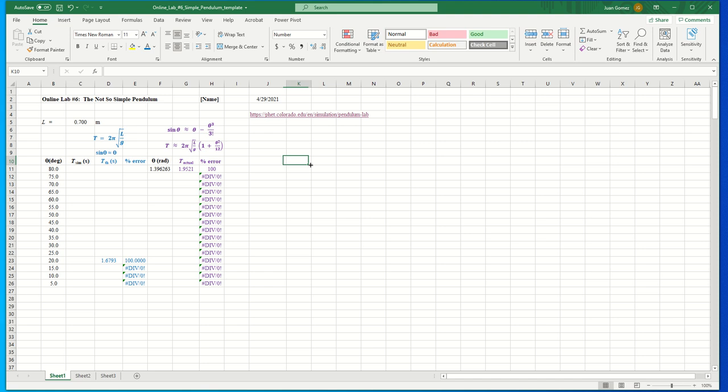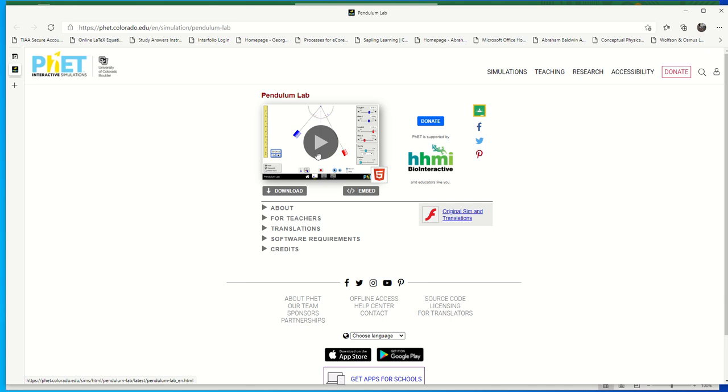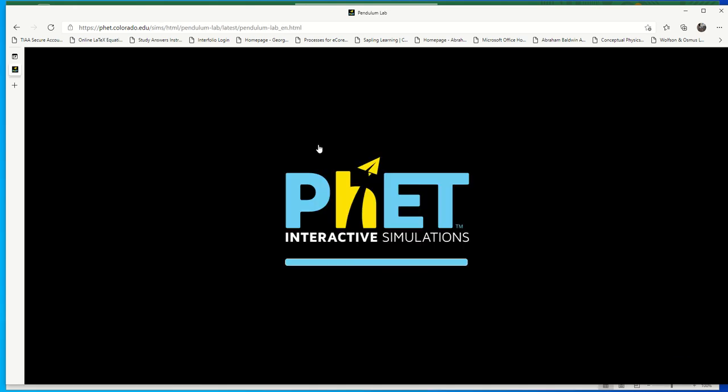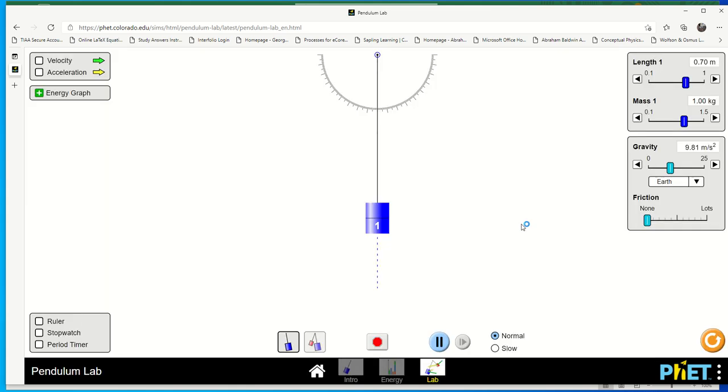All right, so what are you going to do? Well, let's go ahead. Here's the link to the simulation. Click on that and open it up. Start it. You're going to get three choices: intro, energy, and lab. We'll go to lab. Notice that over here on the right, the default value for gravity is 9.81. Just take that down to 9.80.